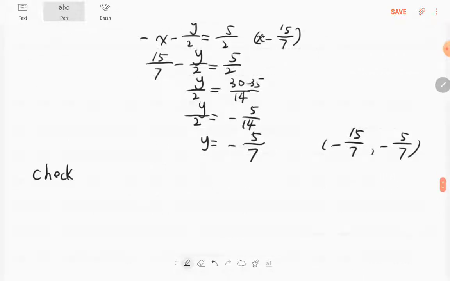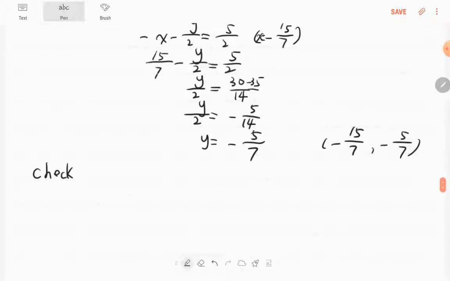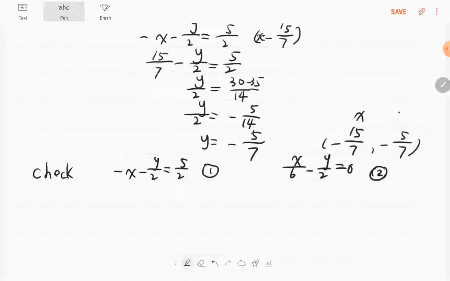We copy down the equation. So the first equation we have is this one. Go back to the original one. And another one will be this will be our second one. So for the first one, we use negative 15 over 7 to replace x. So negative x, we will get 15 over 7. Negative y, so we will plus 14 over 5.